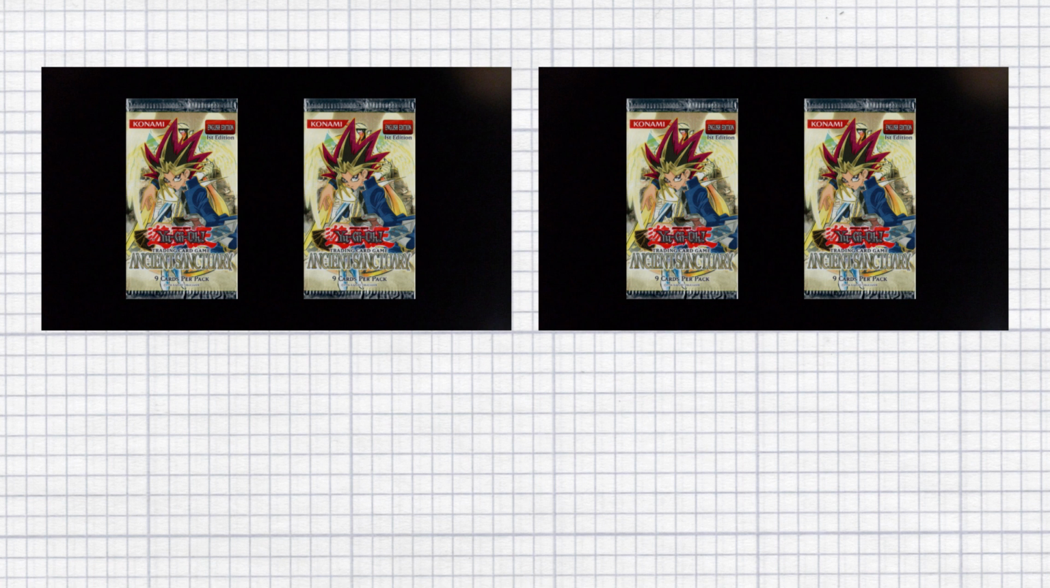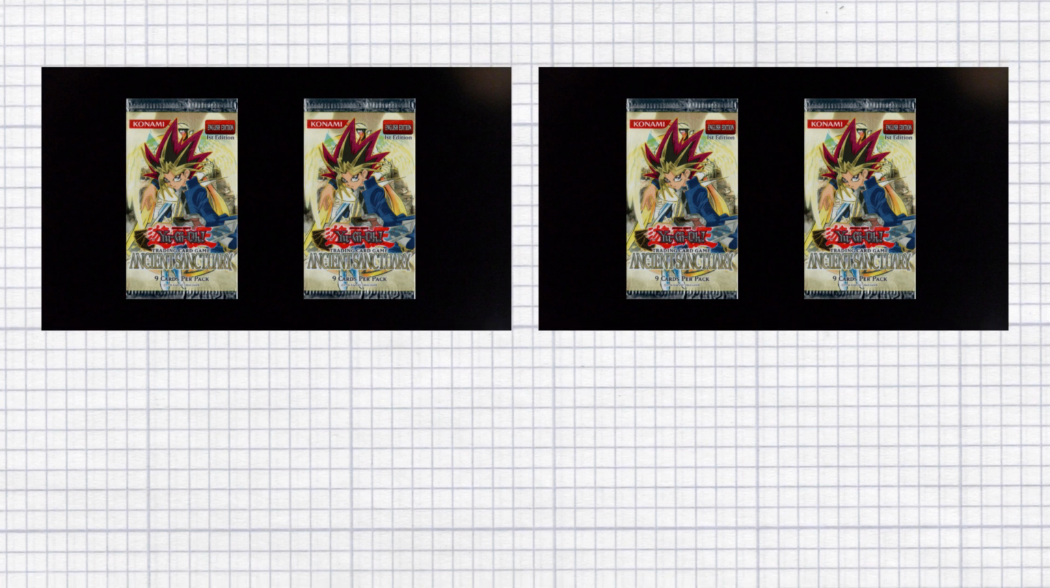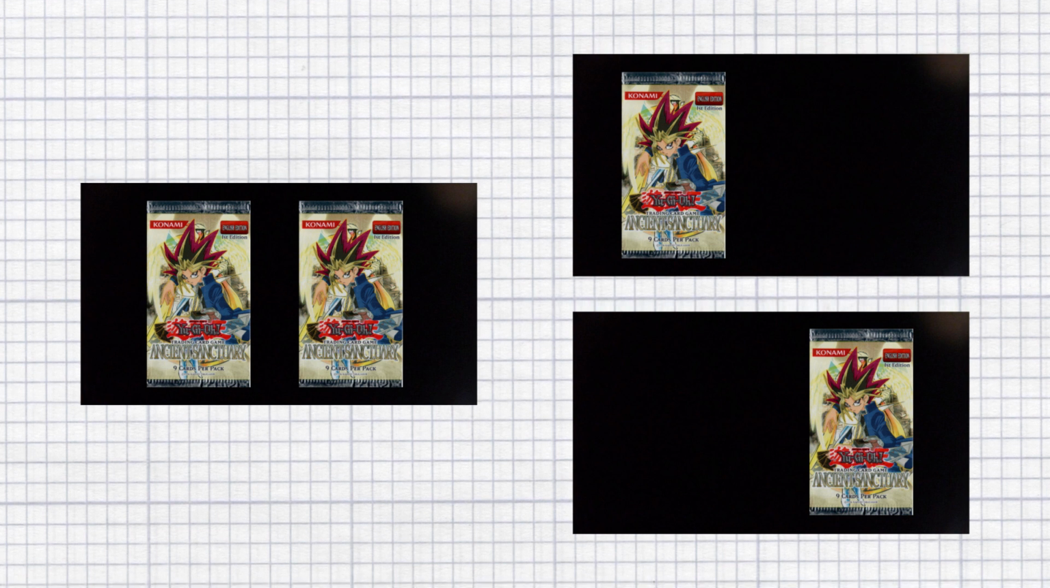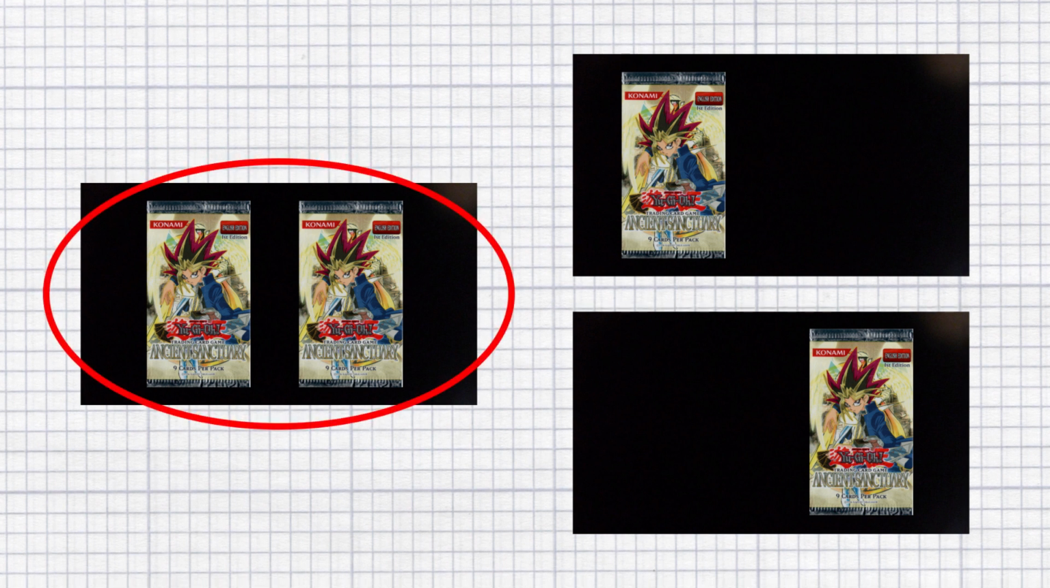To answer this question, let me begin with a scenario that's really a no-brainer. You're handed two boxes, each with two packs inside. Each box is guaranteed to have one copy of the card you want. Let's say, Moki Moki. You only have enough money for two packs, so do you buy the one whole box, or do you buy one pack from each box? This isn't a trick question. The answer is exactly what I hope you're all thinking, and that's, of course, you're going to get one box.